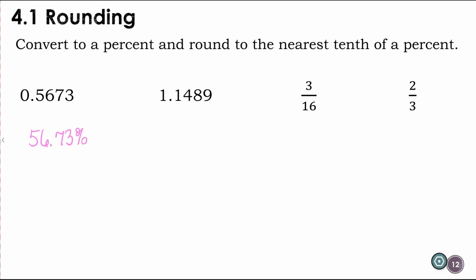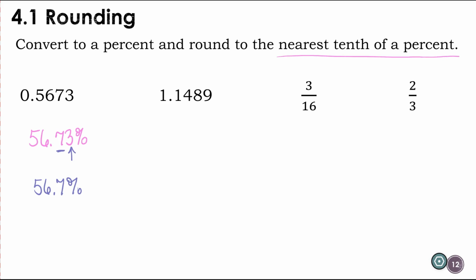Then to round to the nearest tenth of a percent, I'm going to look at this digit and the 1 to the right of it, because a tenth of a percent means the tenths place once we've written it as a percent. So this would be then 56.7% when I round it, because the 3 tells me to not do anything to the 7, right? I don't have to add 1 or anything. So 56.7% when it's rounded to the nearest tenth of a percent.